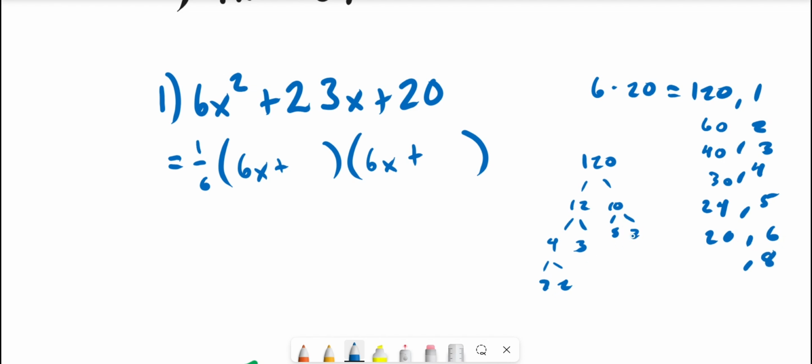Is there an 8? Yes, there's three 2s. 2 times 2 times 2, that's 8. And then 5 times 3, that's 15. Hey, wait a minute, that's 23. So we found our numbers. We put them in, 15, 8, and then I reduce.